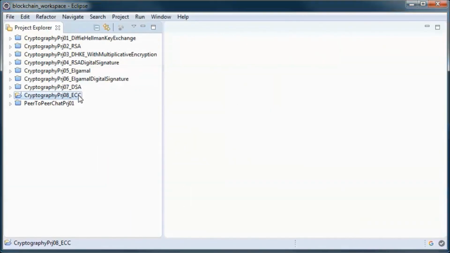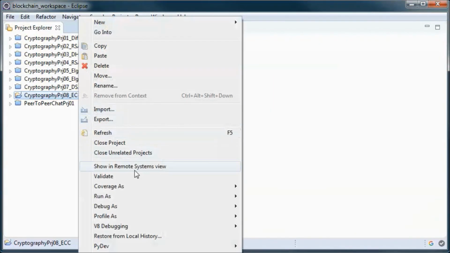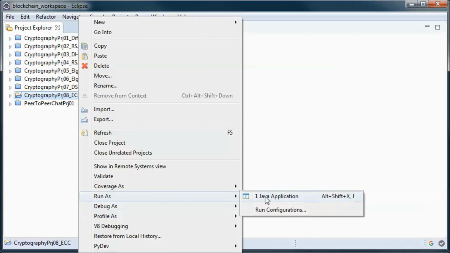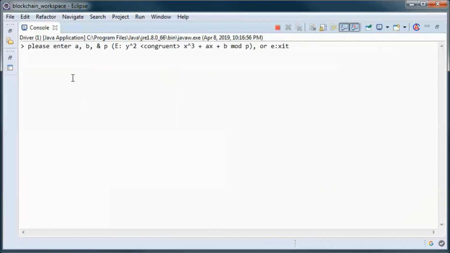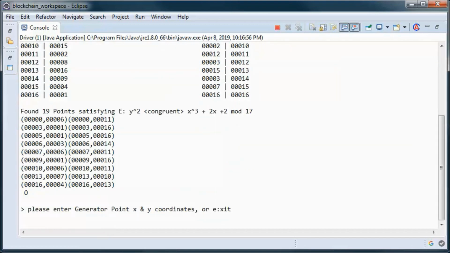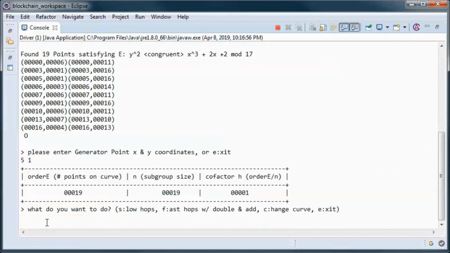This is a pre-built version of the application. So let's go ahead and run it and do all the operations that are needed for this demo, and then I will go over what just happened.